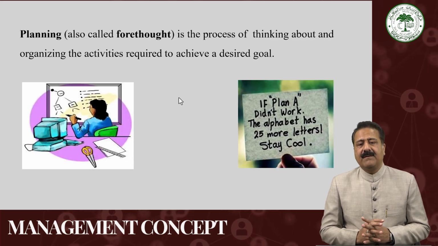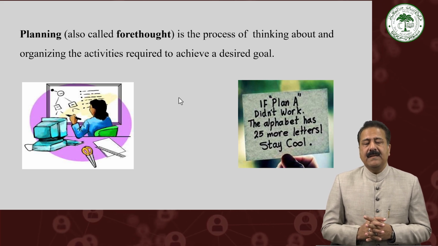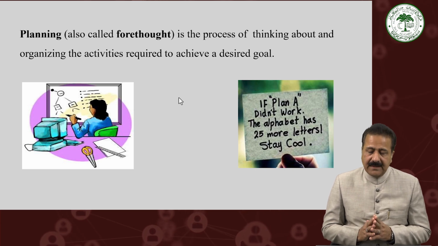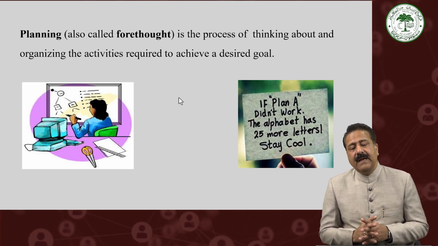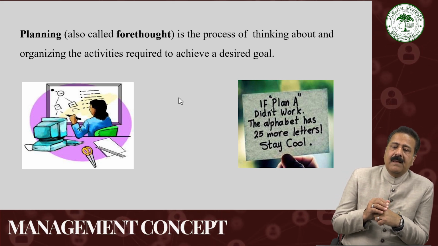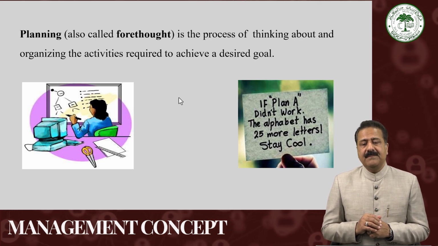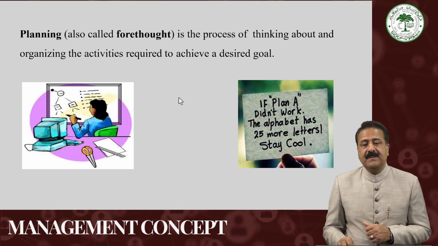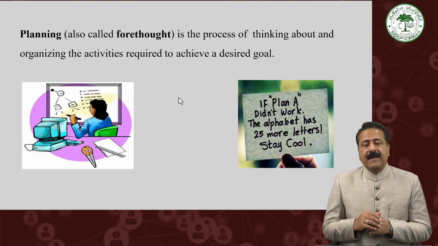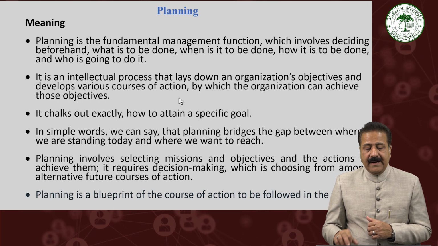Let us start our discussion about planning. Students, planning, also called forethought, is the process of thinking about and organizing the activities required to achieve a desired goal. Students, without a plan, there will be totally darkness in the system, in the organization, and planning is a process by means of which we go ahead. Because planning is something which tells us to move ahead or go ahead in the organization.